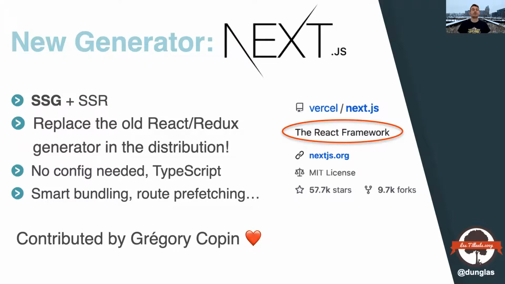It also supports server-side rendering. This time, you still have HTML generated server-side, so it's nice for search engines and things like that, but it's dynamic. And you can also mix both strategies. So this new generator that we introduced in API Platform 2.6 replaces the old generator that was using React and Redux. This generator is still available, but by default now, it's the Next.js generator that is used.